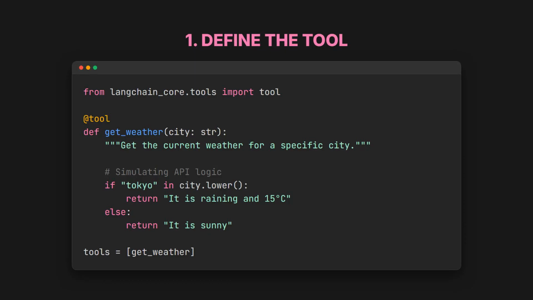It parses the function name, the arguments, and crucially, the doc string. Get the current weather for a specific city. That text is what the LLM reads to understand when and how to use this tool. Clear doc strings generate smarter agents.